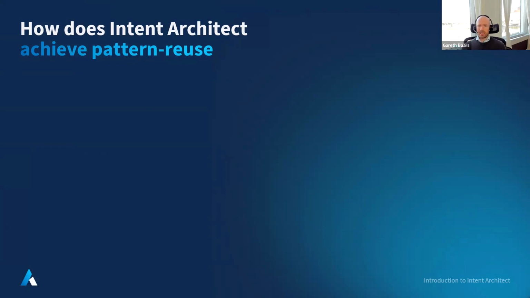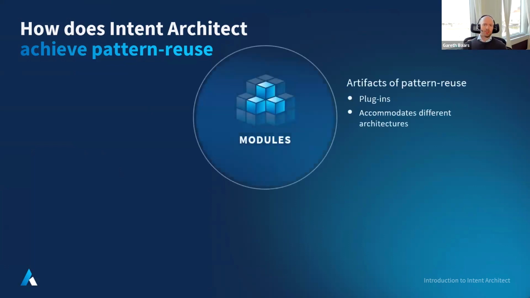So the first mechanism is modules. Modules are the artifacts of pattern reuse in the Intent Architect ecosystem. You could think of them like the pattern. So a module represents a pattern fundamentally, and because any application can be configured to use a completely unique set of modules, it's through the module system that we can accommodate all of the different patterns, standards, technologies, and ultimately architectures that teams could want to follow for their different applications. So it's very, very key to the versatility in our approach, and I'll be showing you guys a lot of examples of modules in a few minutes.